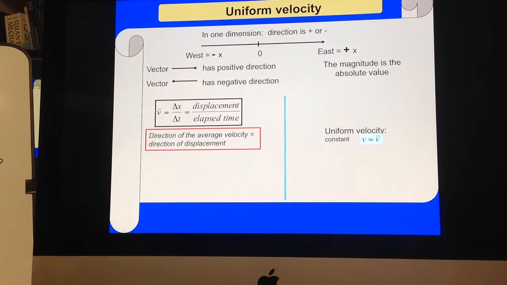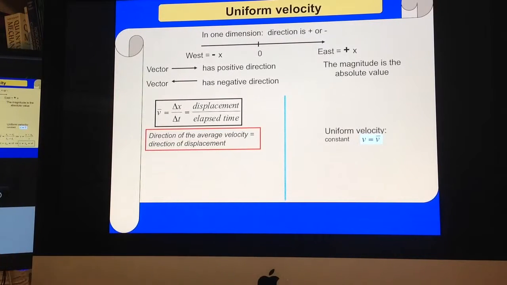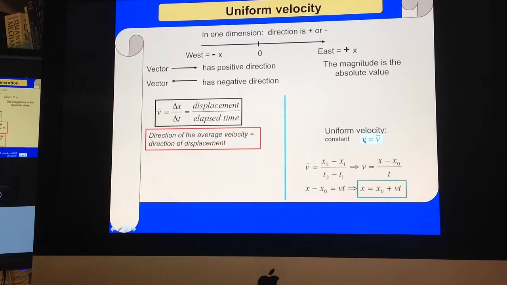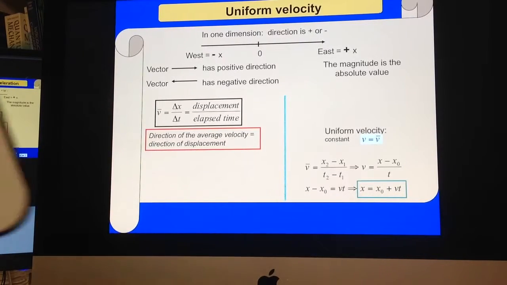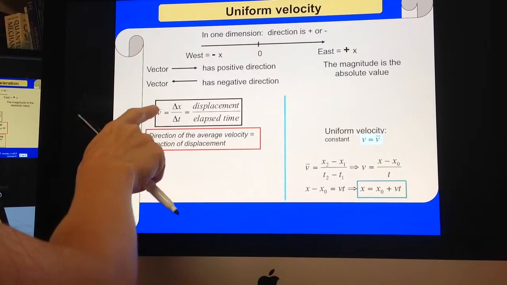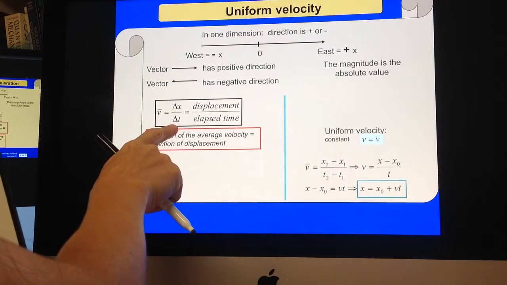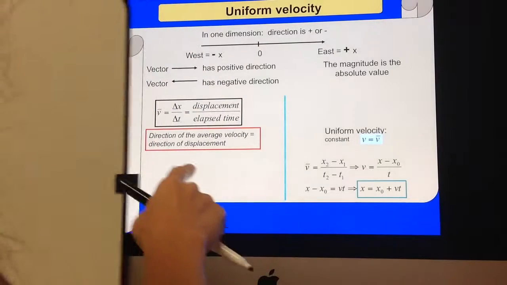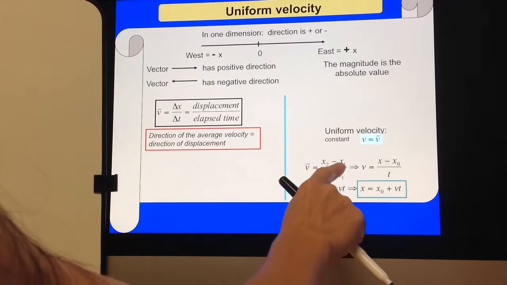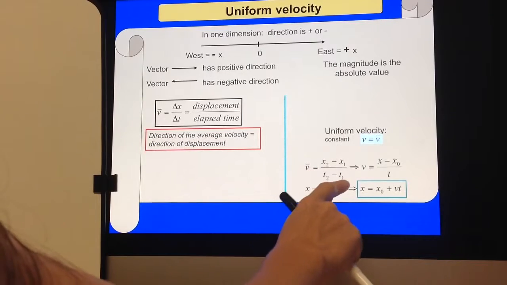Okay, if the velocity is constant, if the velocity does not change, if the velocity is uniform, then for sure the average velocity and the instantaneous velocity are the same, right? It's not changing, it's constant velocity. What can we do with that? Well, remember what we said: the average velocity is the displacement divided by delta t. So we can write this expression as final position minus initial position divided by delta t.